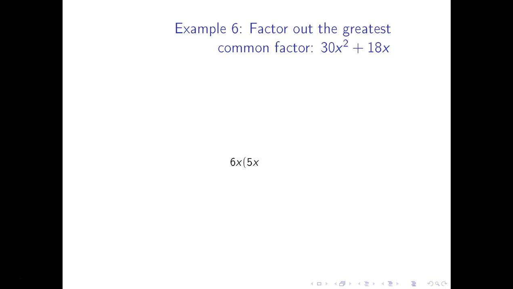And then we pull out that from 30x squared and we're left with just 5x. Now, when you pull 6x from 18x, well, the x's obviously go away, and you're left with just plus 3. Now, I want you to quickly ask yourself the question of, how could I check my answer?